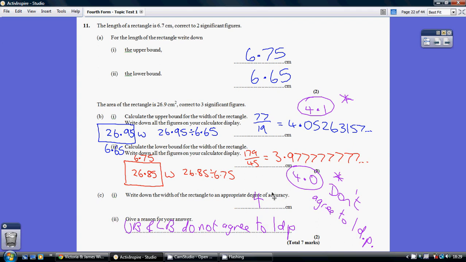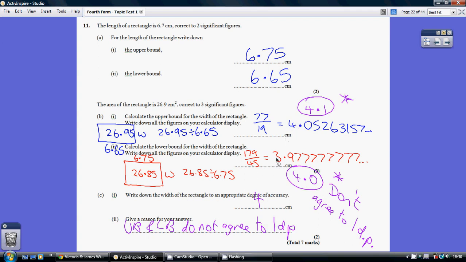So part C, part 1, write down the width of the rectangle to an appropriate degree of accuracy. Well, to do this you compare the lower and the upper bounds and you go as far as you can where both agree. So to the units value, this rounds to 4, this also rounds to 4. So we can certainly say they agree to the units column.